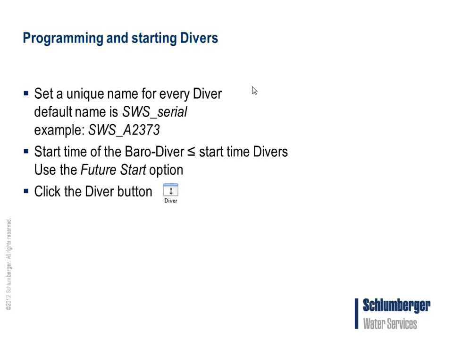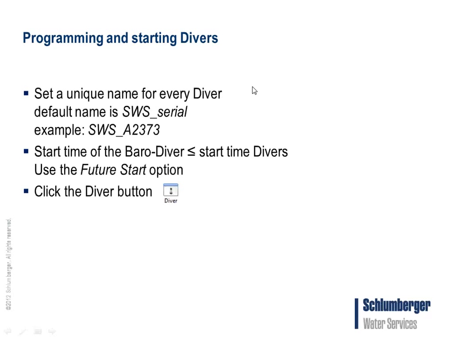For the barometric compensation, it would be useful if you start the diver after the baro diver, or at least at the same time. So when you go out to collect data, I know it's not always possible, but end with the baro diver. So then you make sure that your baro data always overlaps completely with your diver data. And to make sure that you start the diver and the baros at the same time, you can use the future start option.